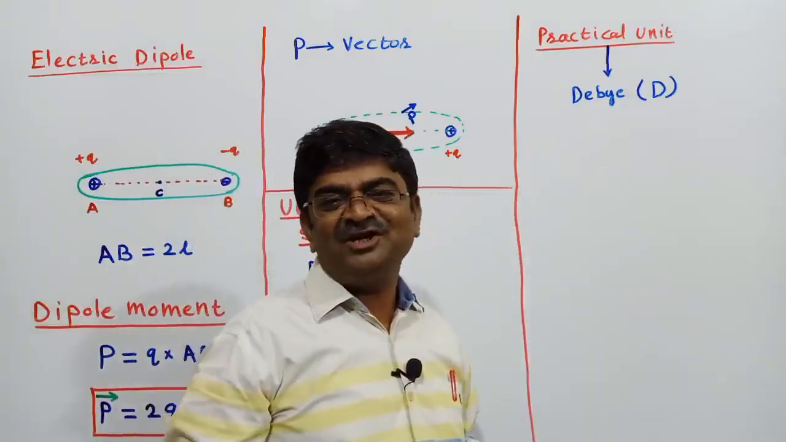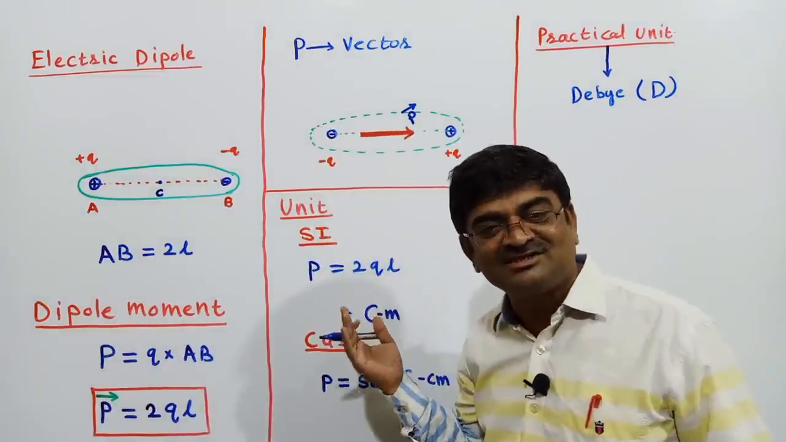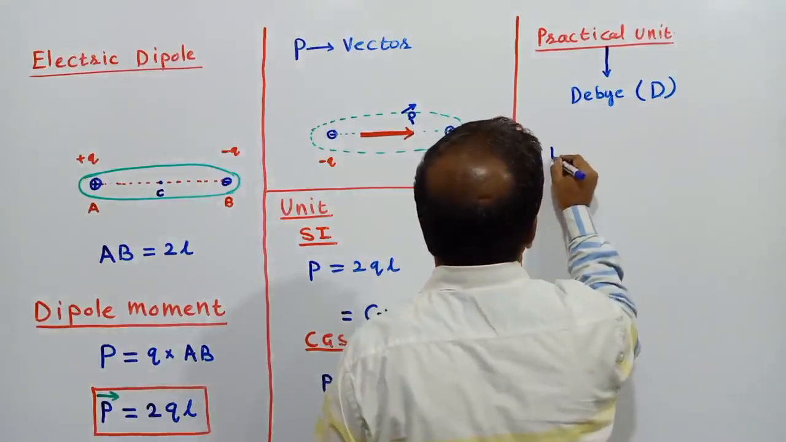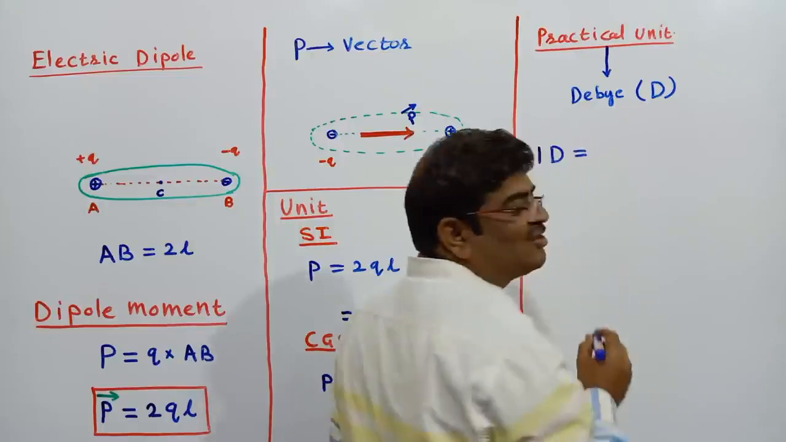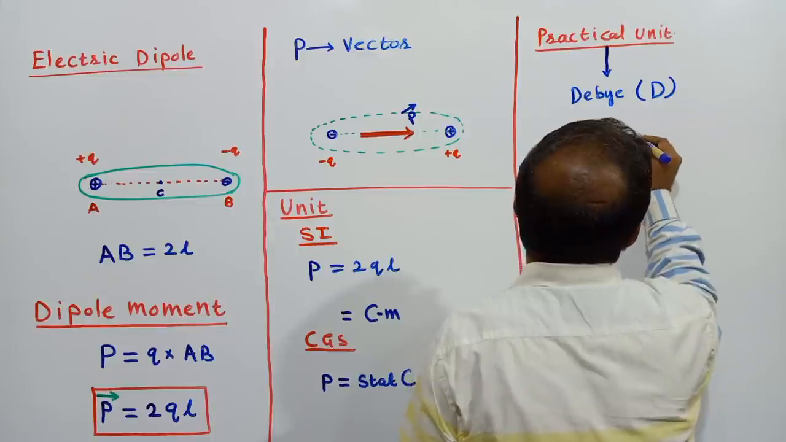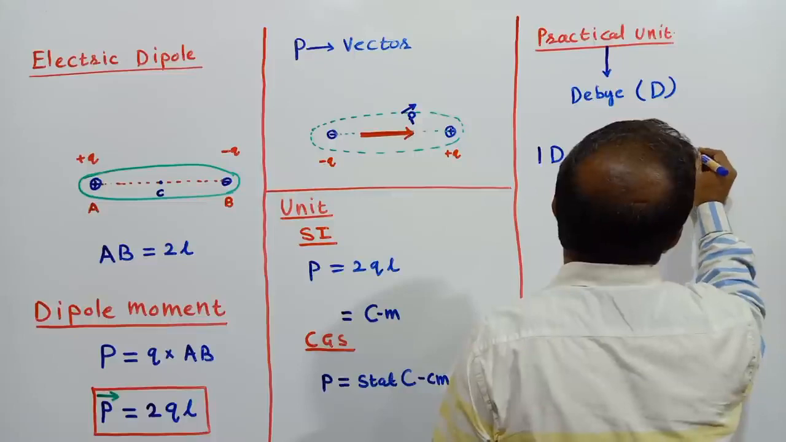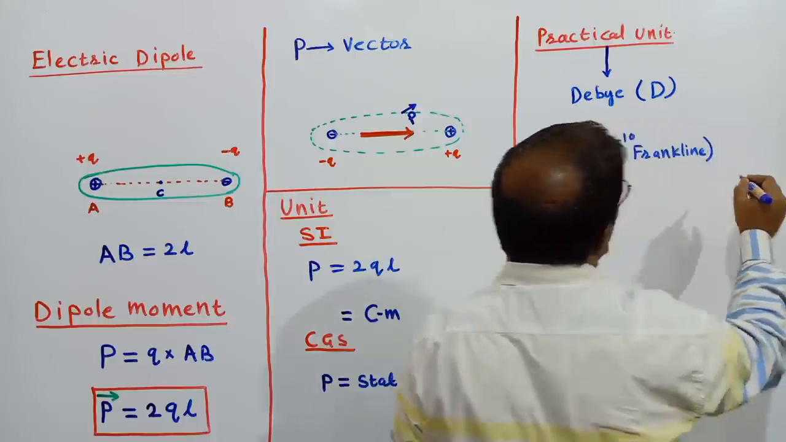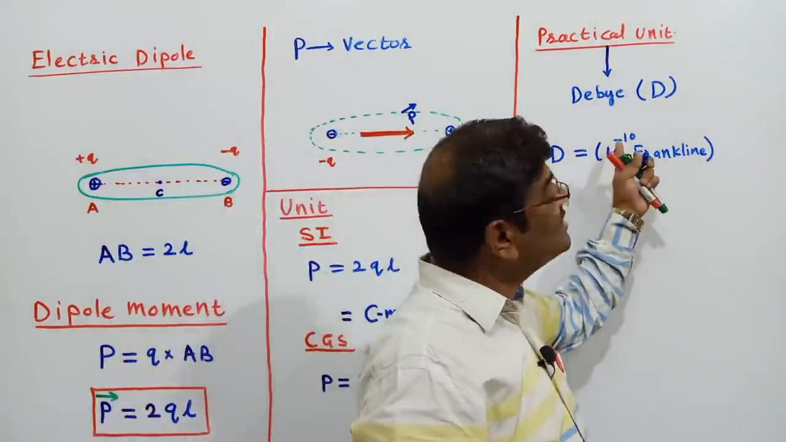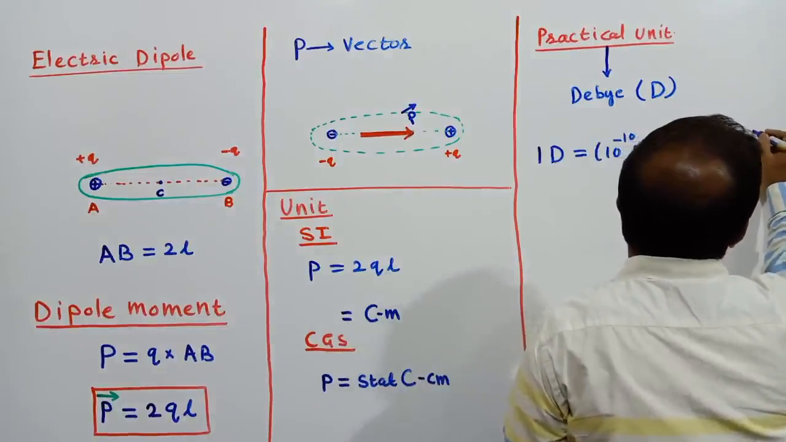Now, when I mention it's a practical unit, I need to have a connection with our CGS or SI system unit. And for your information, 1 Debye is equal to 10 to the power minus 10 Franklin. This is also a unit of charge. So 10 to the power minus 10 Franklin into 1 angstrom unit makes 1 Debye.